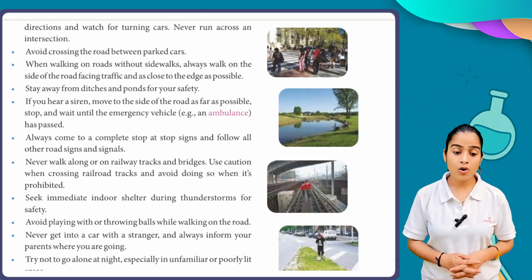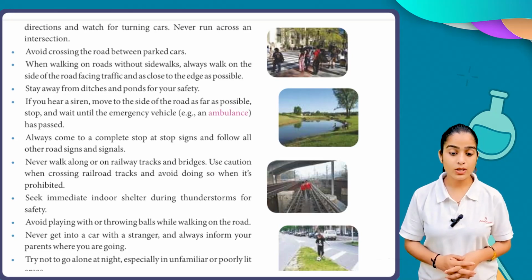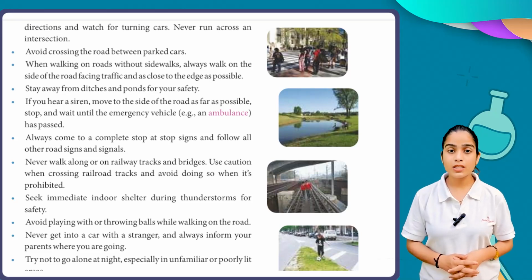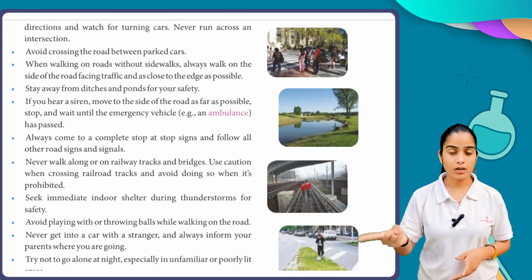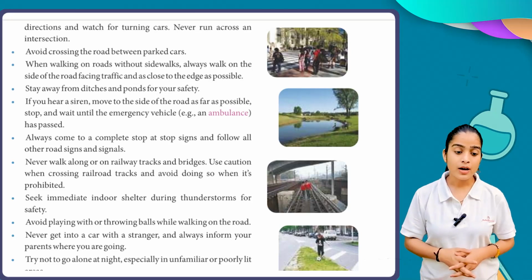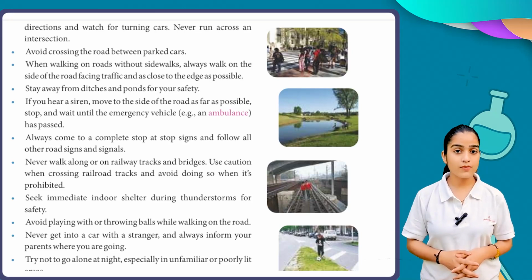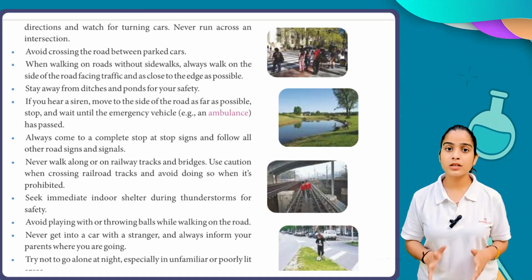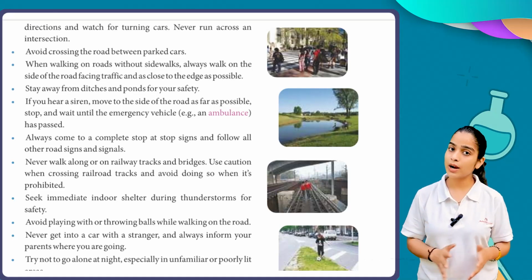Never walk along railway tracks and bridges. Be careful when crossing railroad tracks, and avoid doing so when it's prohibited. So always keep in mind, you don't have to cross the railroad tracks, because it is very, very dangerous for you. And if you want to cross, you have to ask an adult, and then you can do this.